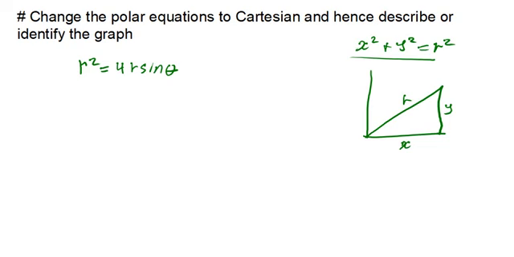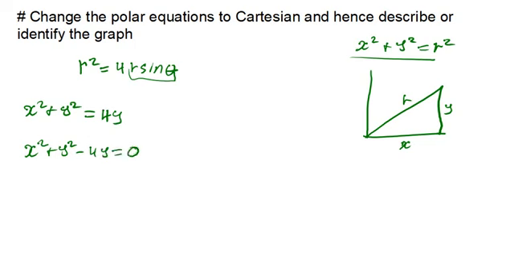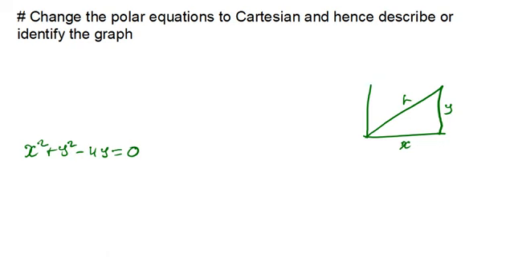So instead of using r squared, we are going to use x squared plus y squared equals 4 times r sine theta. What is this part? This part is y, so this is 4y. So what we have is x squared plus y squared minus 4y equals 0. We can try to identify the type of conic from this point. We can try to break it down further, but I prefer to break it down so that I can see clearly what I'm dealing with.